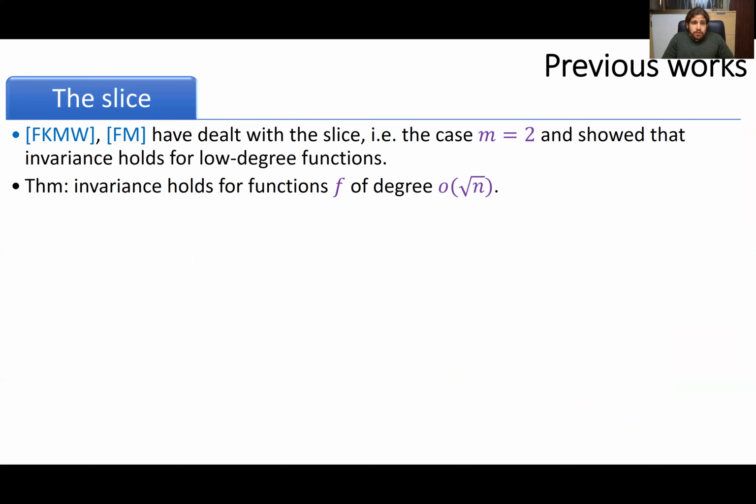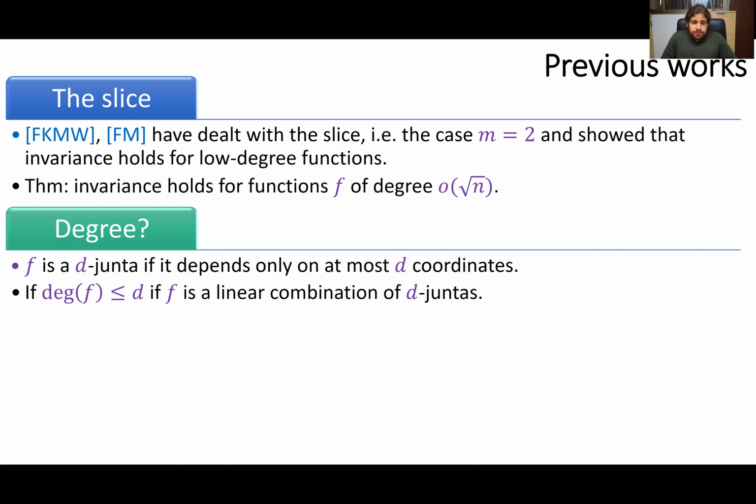This question was not raised by us, it was raised by earlier works. There were two works that have dealt with the case of the slice, which is the case that m is equal to 2. And indeed, they managed to show that such an invariance principle holds for low degree functions. The notion of degree will be defined shortly, but quantitatively, they show that if the degree of the function is slightly less than square root of n, then you're in good shape. You can indeed establish an invariance principle.